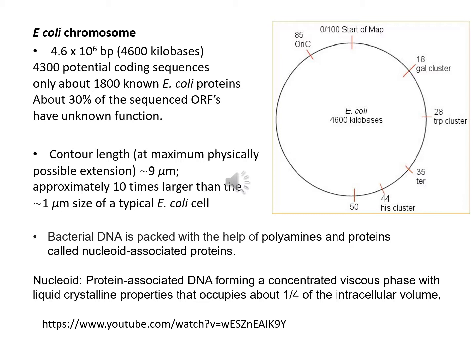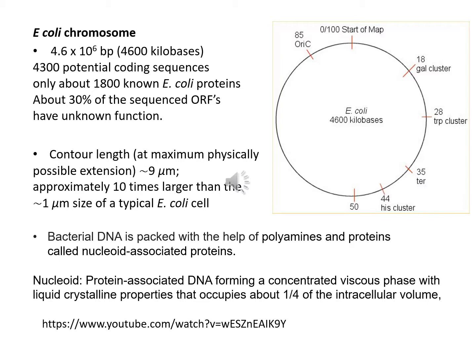So that represents only 70% of the chromosome. So 30% of the chromosome, the function of 30% of the chromosome is not known, even for a small organism like E. coli. However, compare this number with the viral genome and the minimal genome.